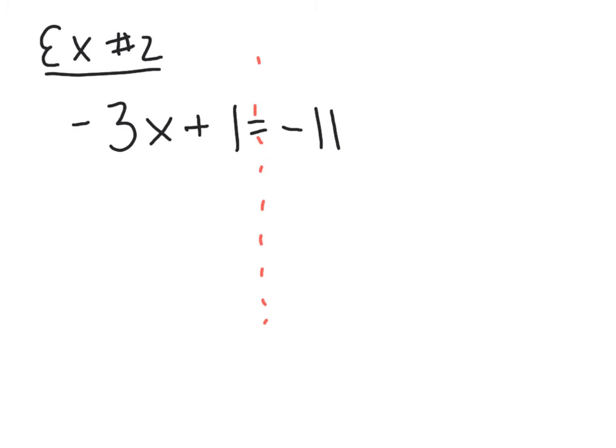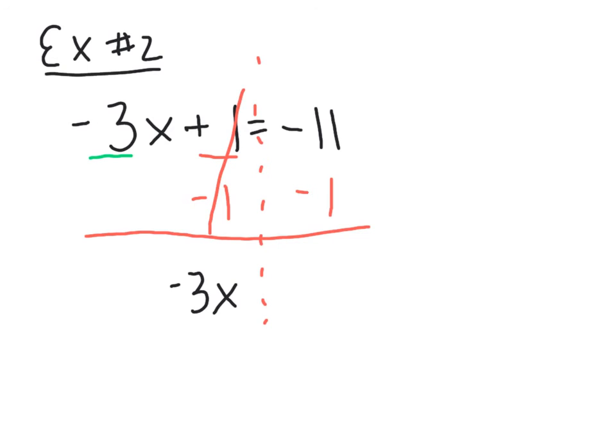Okay, so we have a negative 3x. We also have a plus 1. So the first thing we want to do is get rid of the addition. So to get rid of plus 1, we subtract 1 from each side. On this left side of the equation, the plus 1 and the negative 1 cancel out and create 0, and we're left with just negative 3x on the left side.